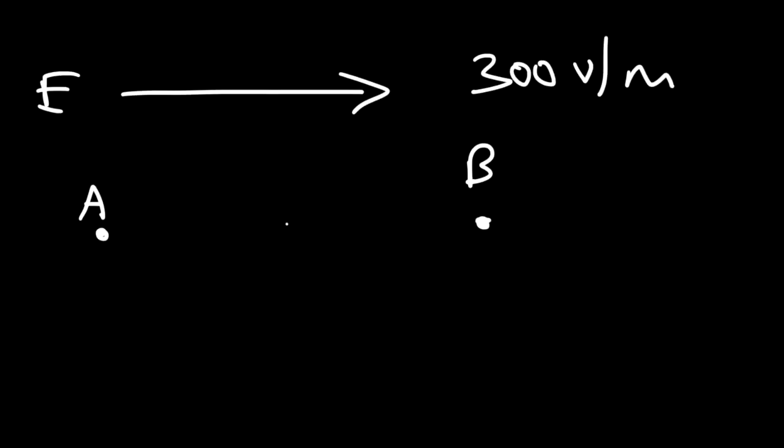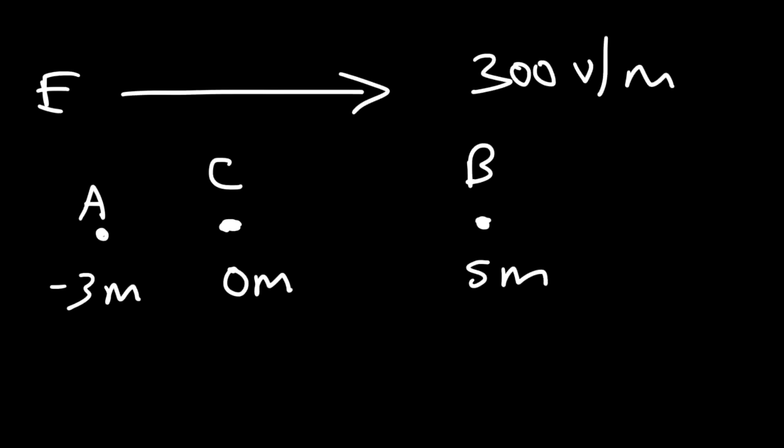And let's also add position C. Let's say position A is our reference point, that's 0 meters. Actually, let's say C is the reference point. Let's say A is 3 meters to the left of position C, and B, we're going to say it's 5 meters to the right of position C. Now, let's say position C has a potential of 1,000 volts. What is the potential at A and what is the potential at B?